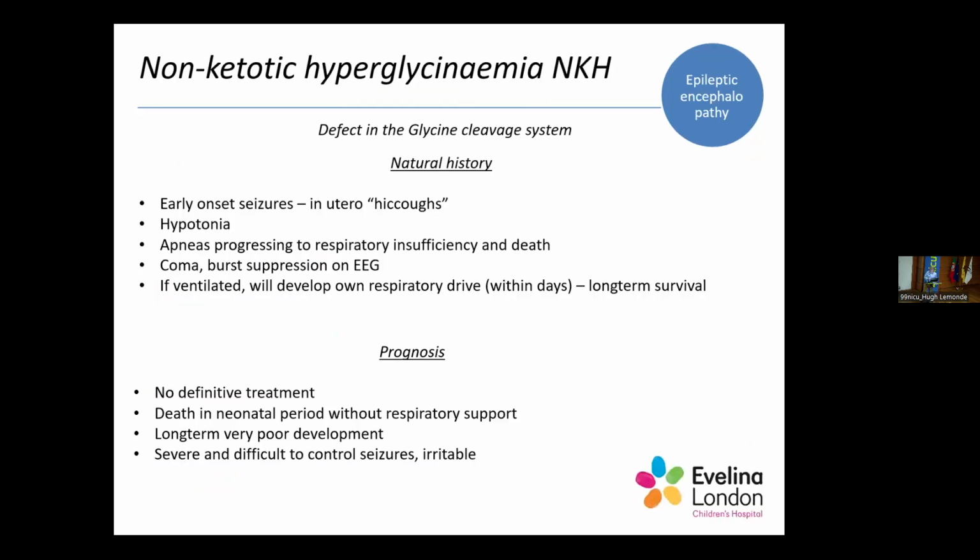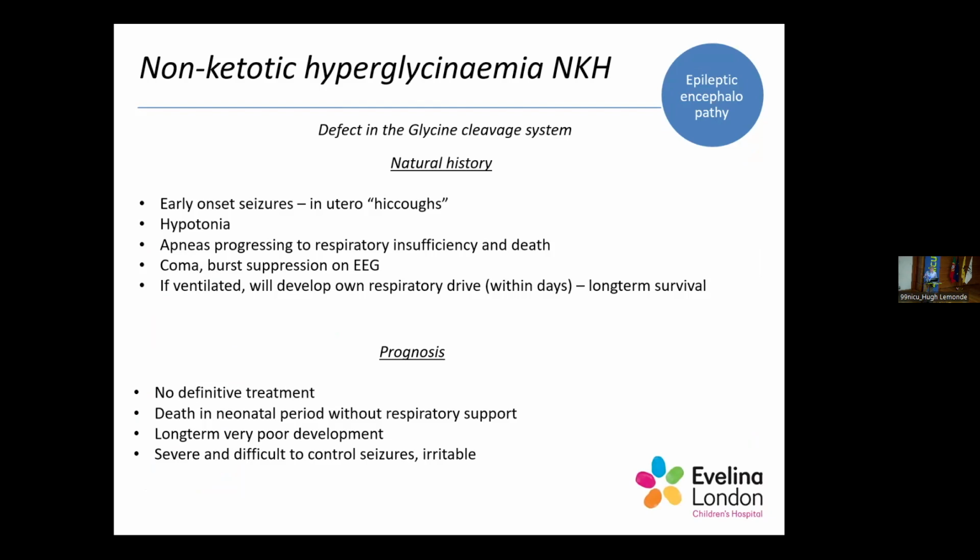I'm rapidly running short on time, so I've got two more conditions. I'm just going to go over the really salient points. So NKH, or non-ketotic hyperglycinemia, is a really interesting condition. It's where the body cannot break down and get rid of glycine. So these babies are born with high levels of glycine in blood, CSF, and urine, and they have quite a defined clinical picture. These babies have often been seizing in utero, so mums can give a history of hiccups in utero, and they're born floppy but seizing.